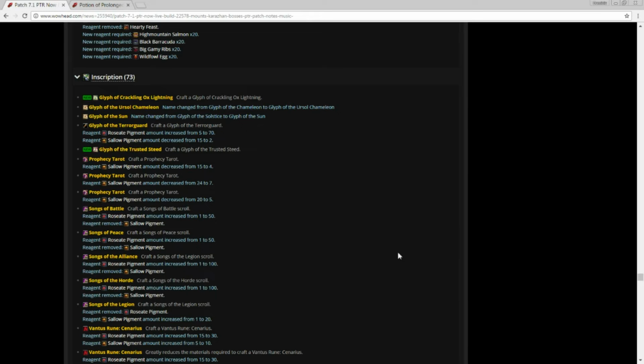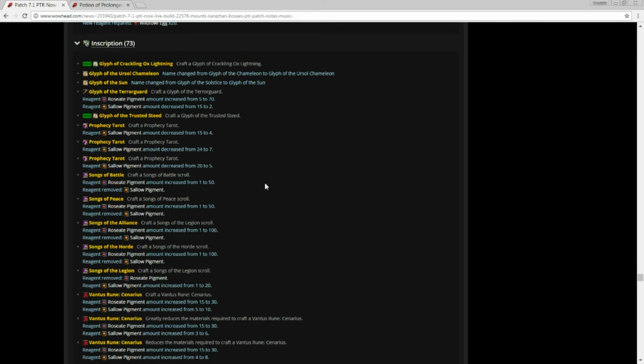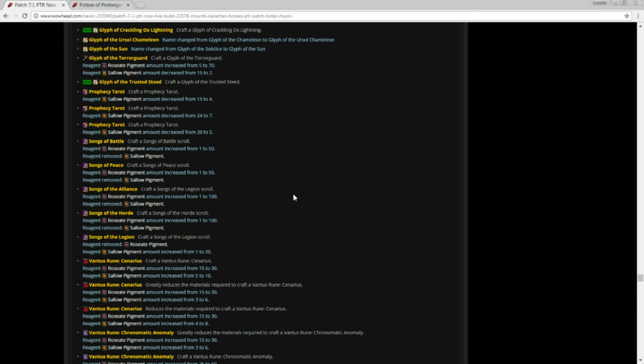For inscription, there are two new glyphs coming out, as well as two new glyph name changes. What they're doing to a few of the tomes, they're decreasing the amount of sallow pigment for the tomes, which is a good thing. That means these will be a lot easier to obliterate for Obliterum. For the songs, they are removing the Rose pigment requirement and increasing the sallow pigment requirement for a few of them, and then for the other few, it's vice versa.